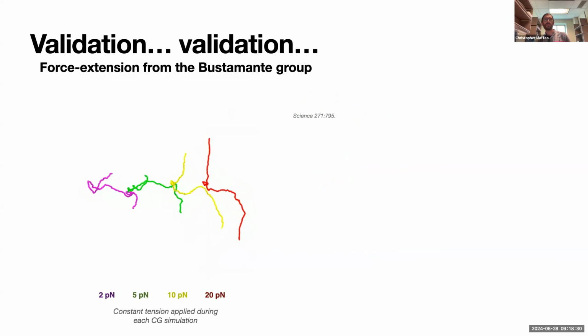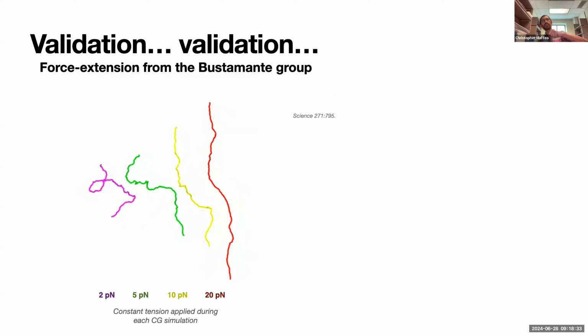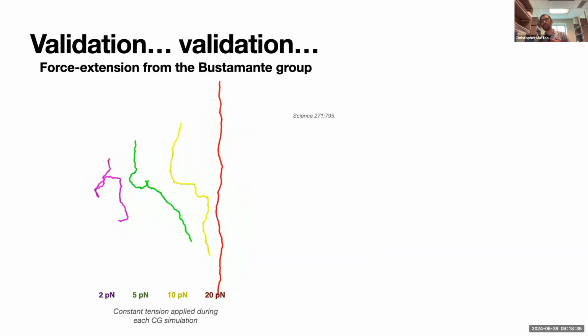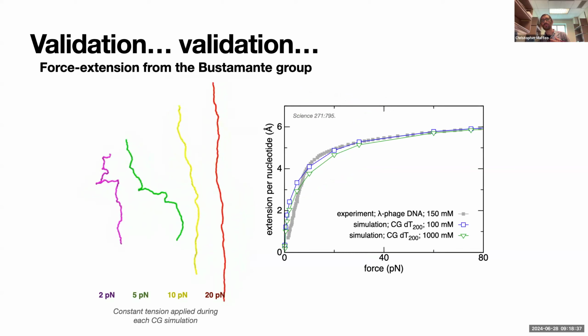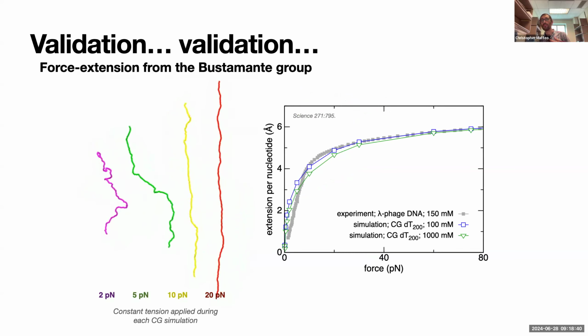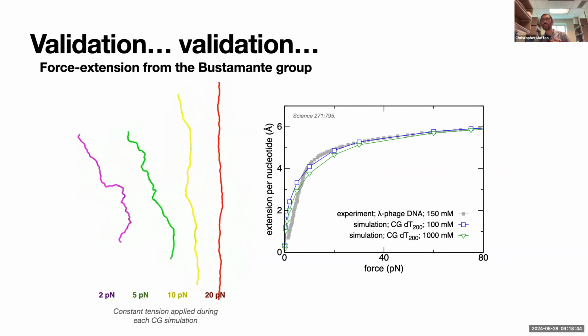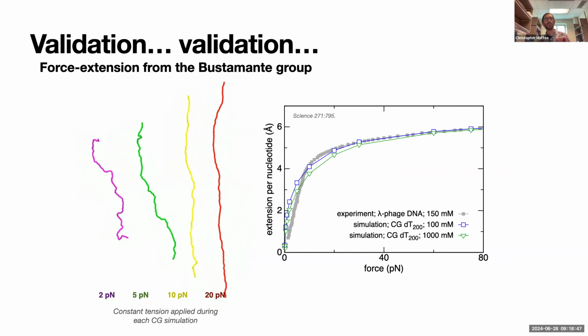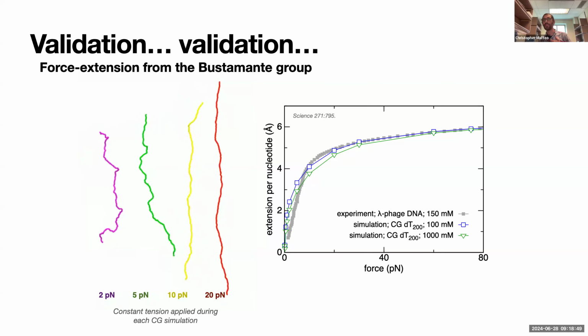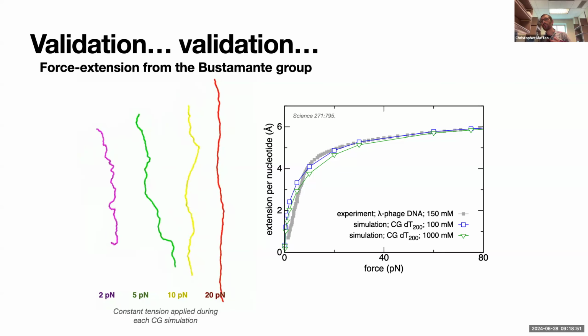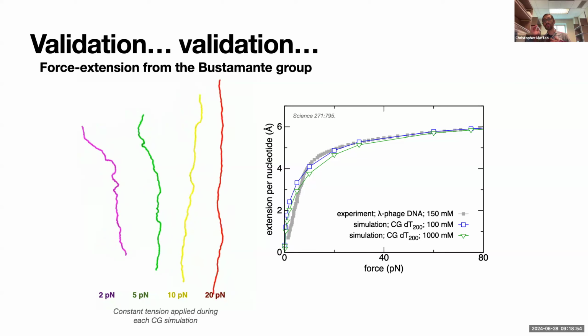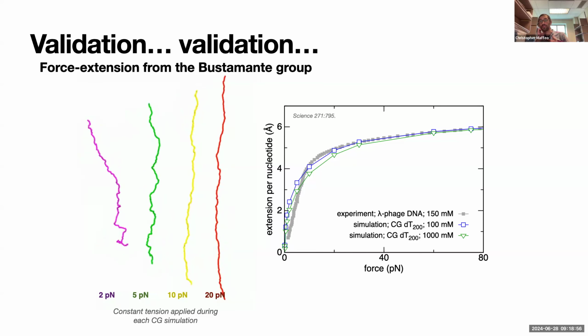And then we continued to validate. We applied force and extended the DNA, and we measured the extension, which is something that you can also do in experiment. The Bustamante lab had data on the force extension curve obtained for lambda phage DNA, which is a long piece of DNA, much longer than what I have shown here. And we got really quite nice agreement in the high force regime, which is great. That just emerged from the model, from matching the all-atom MD simulations of this polymer fluctuating.